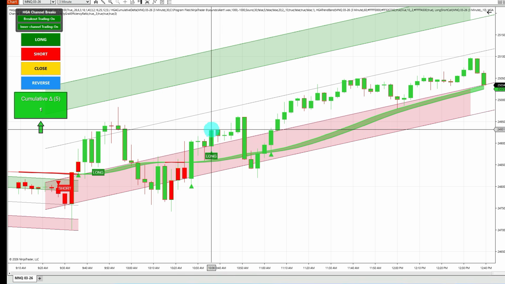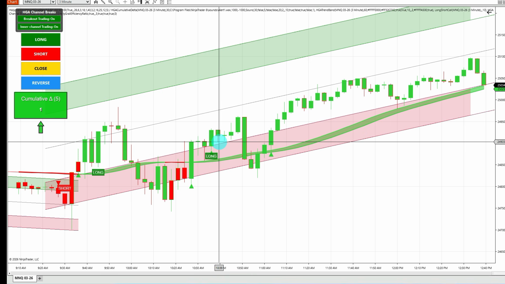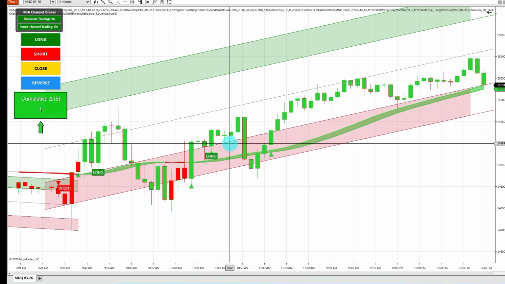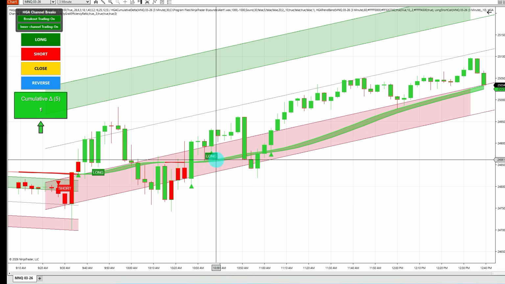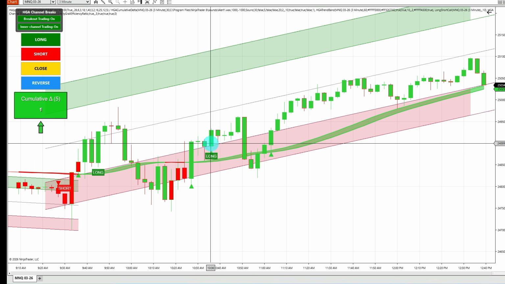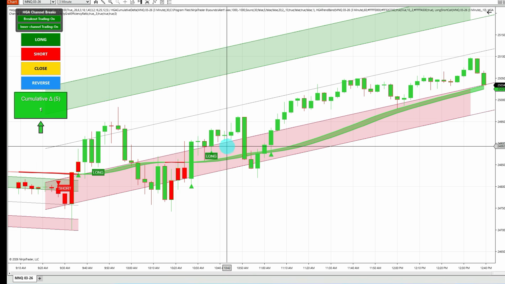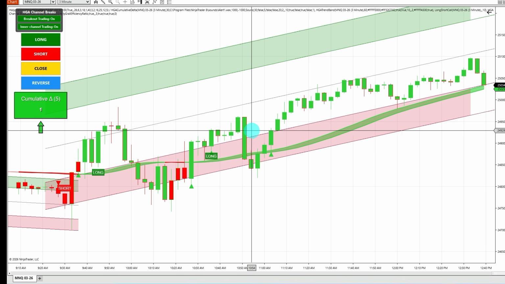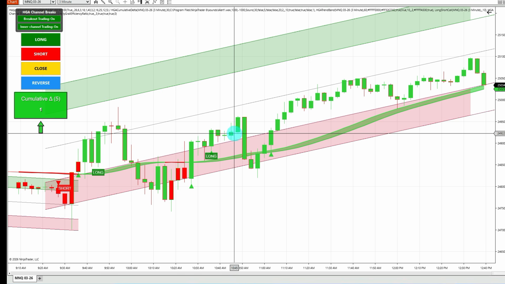Now this long printed, and then this would have been okay. I didn't take this trade, but this would have been a good trade right here, because what happened was it did 2 things. We're in a long condition. We got a green candle, we got a long print, and it broke above the trend band, and it broke out of the channel. This is a 50-point trade. So this is pretty good.